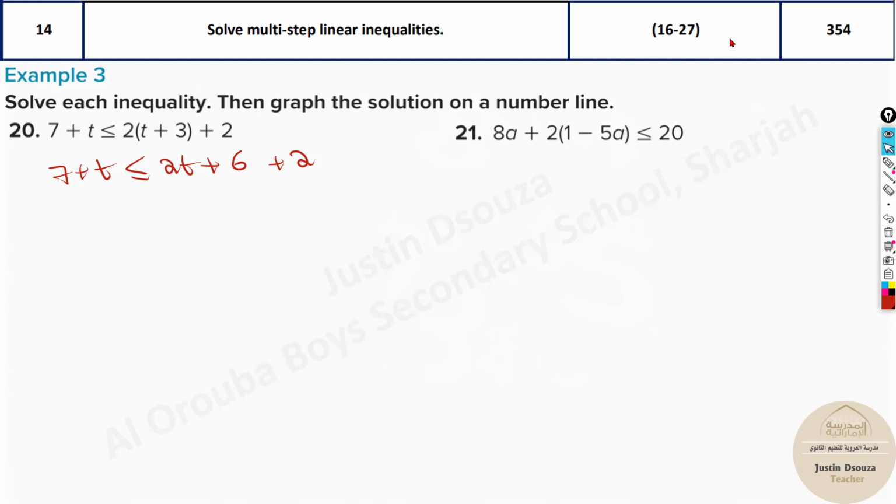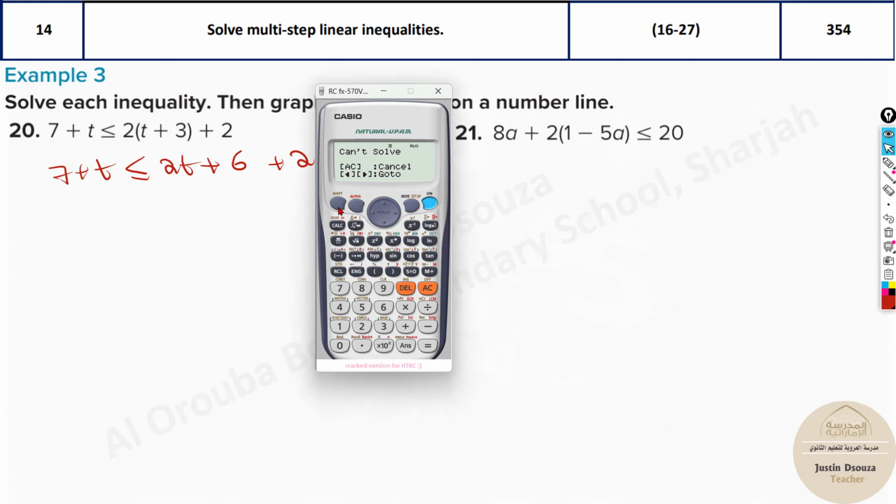Here, let's take out the calculator. If you do the calculator method, let's just solve the first given question itself. It doesn't matter. 7 plus alpha x equals 2 times, that's alpha t plus 3, close the bracket, plus 2. Now over here, what you basically have to do is shift and solve. You get the answer minus 1. But where would you put minus 1?